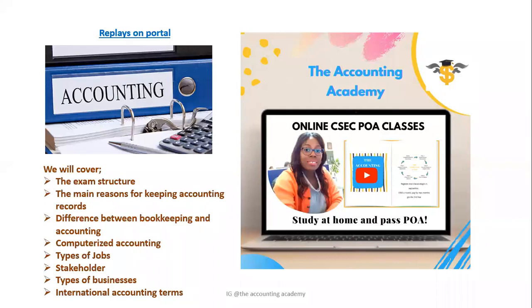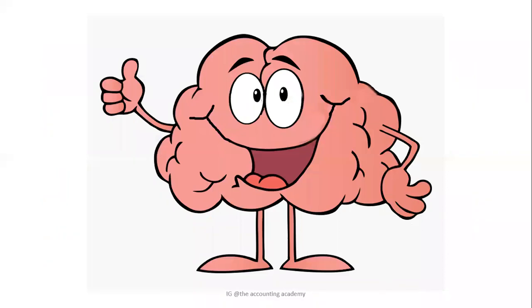So today we're going to cover the exam structure, the main reason for keeping accounting records, and the difference between bookkeeping and accounting. We're going to cover computerized accounting, types of jobs you can get in the accounting field, stakeholders, types of businesses, and some international accounting terms, because accounting is a global field. ACCA is the body that governs that field, so they have certain things in place. No matter what country you're from, they want things done in a particular way.